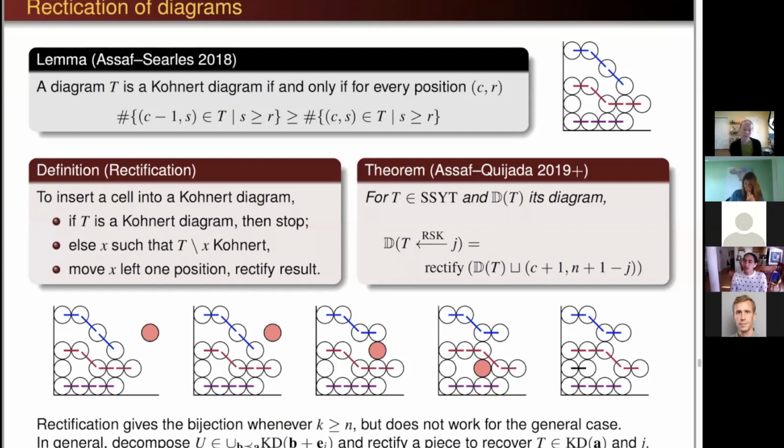And unfortunately, it doesn't work in general because everything gets a little more complicated. What we have to do is rectify a piece of a diagram instead of the whole thing, and we do it backward as well. So there is a complication, and our proof is 65 pages long, so it's fair to say it's fairly complicated, but it still works, and this is still the core idea behind it. So there is some nice combinatorics in here.